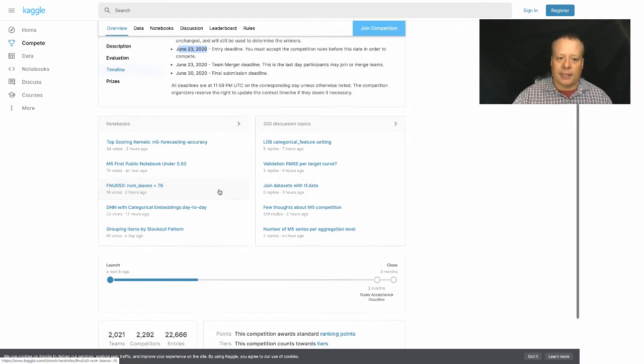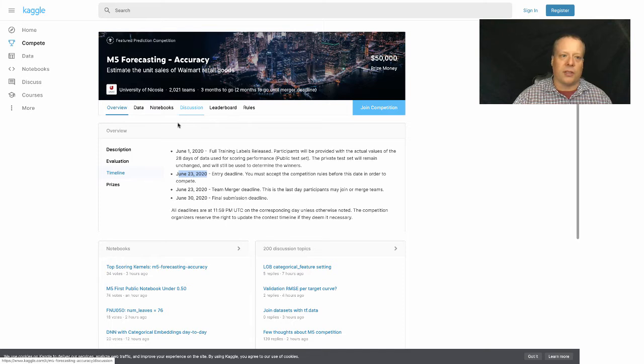So that's the basic idea behind Kaggle. It's very useful. So this one is not quite open, I should say. It's going to be open shortly, but it's an interesting competition that's coming up that might be useful, right?